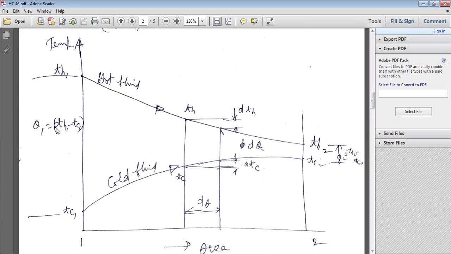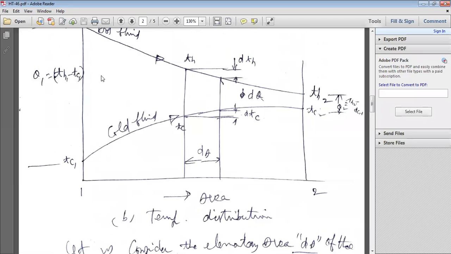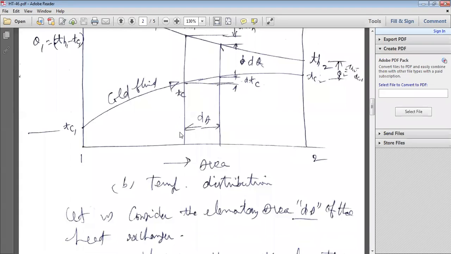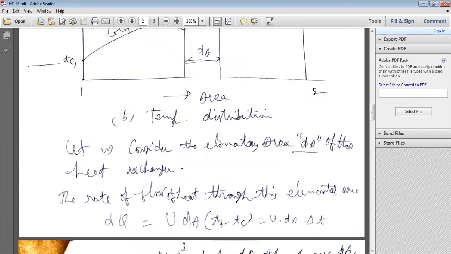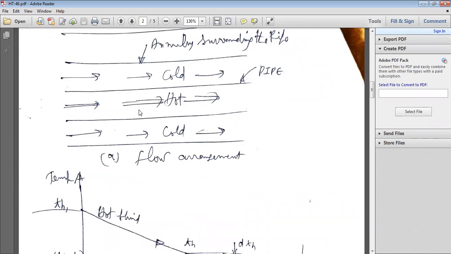What is the temperature difference at the inlet? What is the temperature difference at the outlet? Now, after giving the complete specification of the cold fluid, hot fluid, temperature differences and areas, we have to derive the equation for the log mean temperature difference, LMTD.